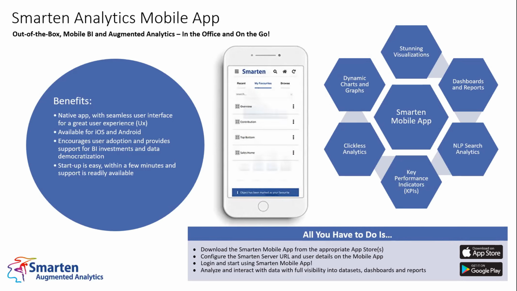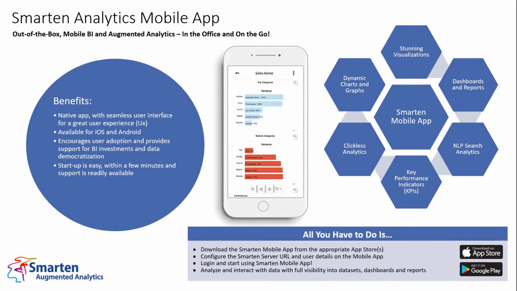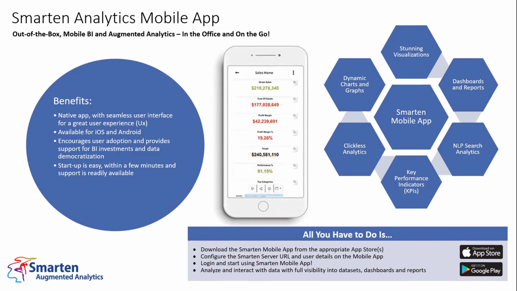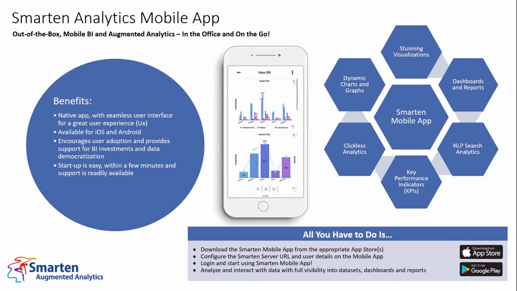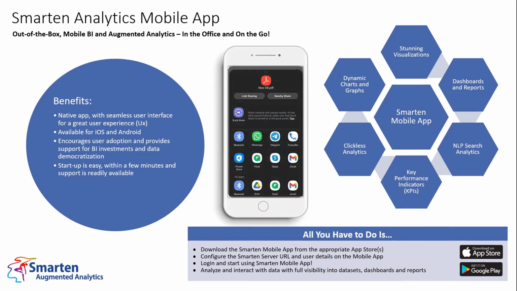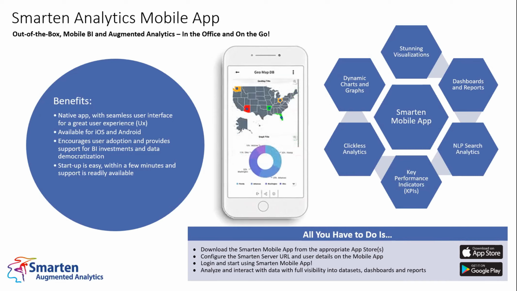So this is again an out of the box mobile BI app. It is a native app available both on iOS and Android. It is right now also available on the app stores. If you just go there and type in Smarten Analytics app, you will find it on your respective store, whether you are using an Apple or Android device, and you can download it straight away.